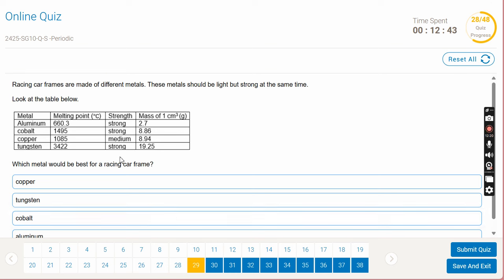Now, racing car frames are made up of different metals. These metals should be light but strong. They already gave you instructions, light and strong. So which one of them is light and strong? Your aluminum. That is strong, and in mass it is light.